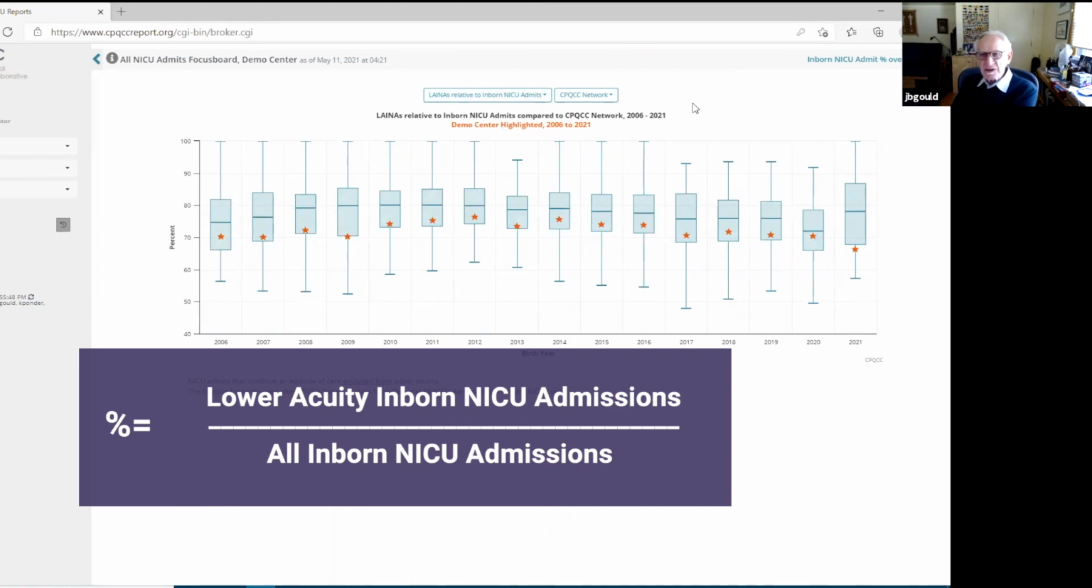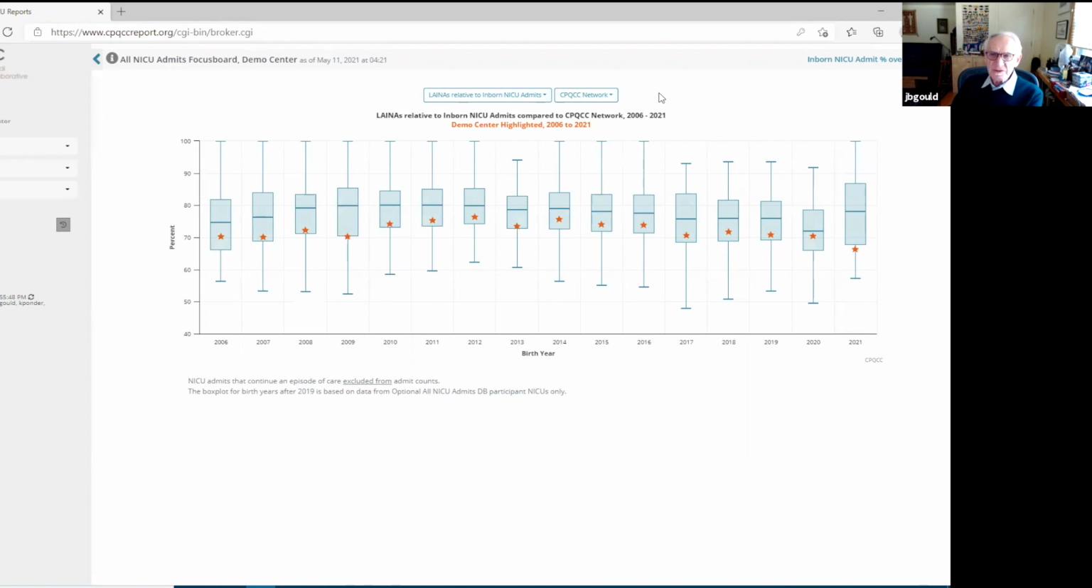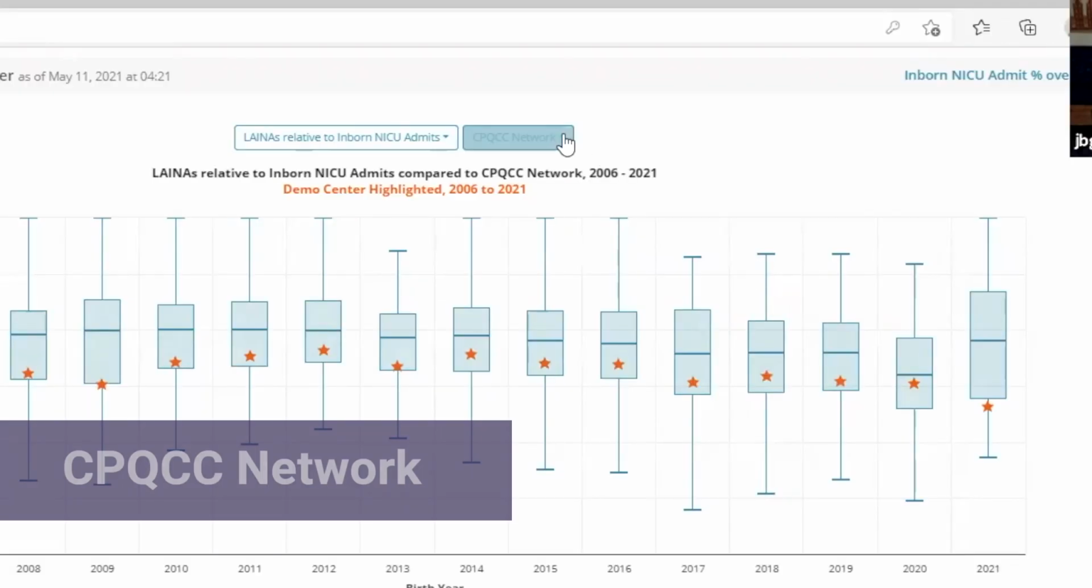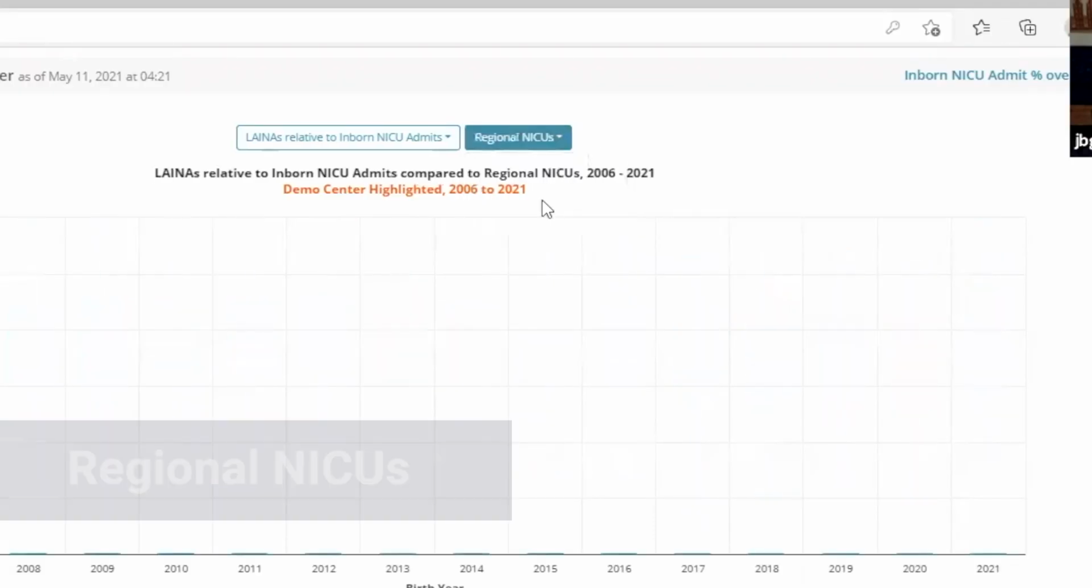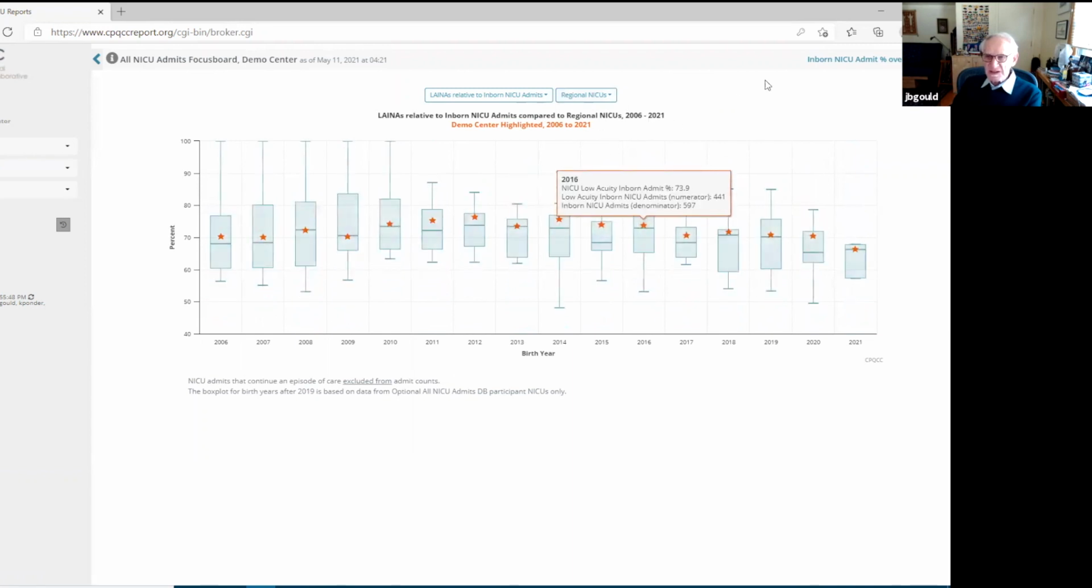This particular unit happens to be a regional unit, and so they wanted to see how they could compare to regionals. If you're an intermediate or community, you'd be able to do the same thing. So we click on this, and then all of a sudden we see what the relationship is of their low acuity inborn admits as a percentage of all of their NICU admits as compared to the rest of the regional centers.